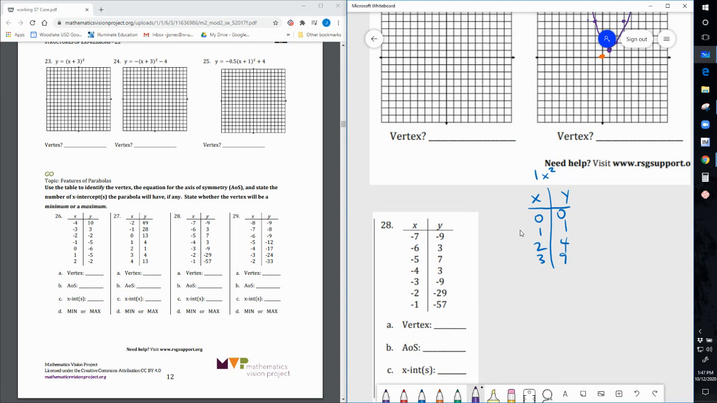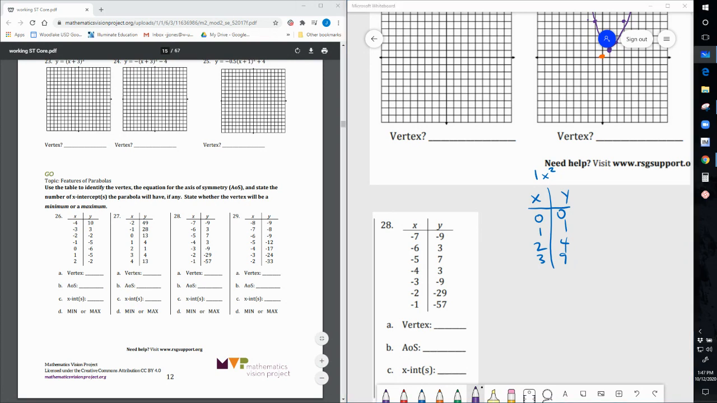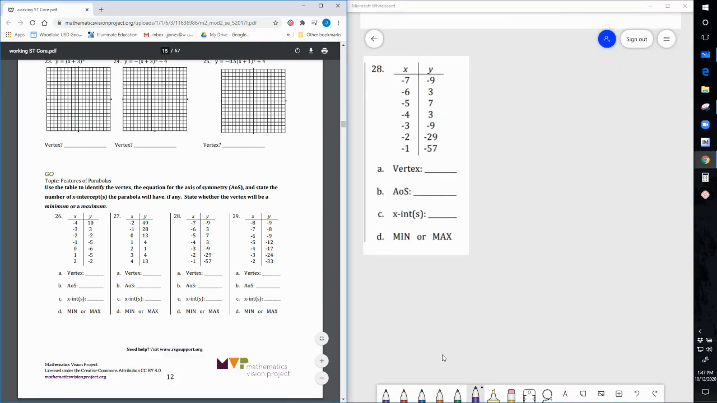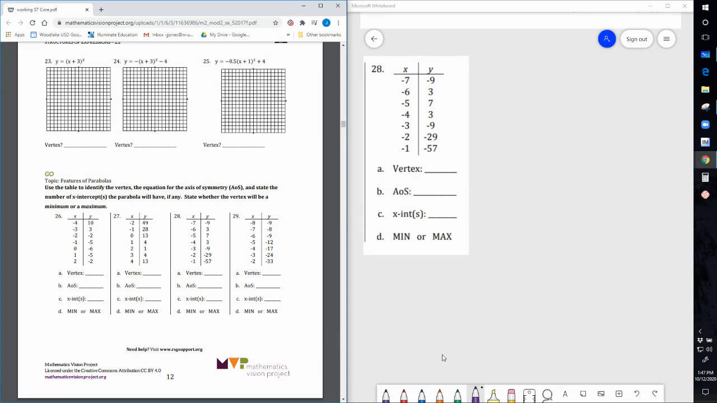All right, let me get rid of this table really quick, so just give me 1 second. All right, this next section is talking about this table, and it wants you to find the vertex, the axis of symmetry, whether it's a minimum or a maximum, and what the x-intercepts are. So I'm going to go ahead and just do number 28 for you. I don't know why I chose number 28, but that was the random one that I said I was going to do for free.